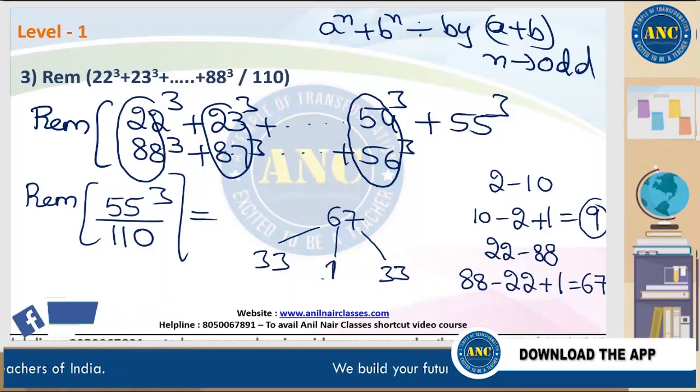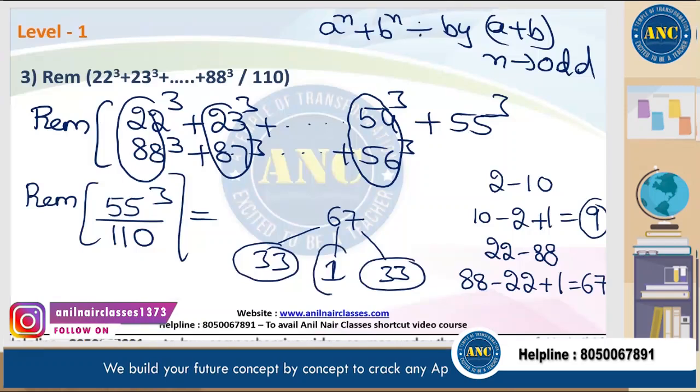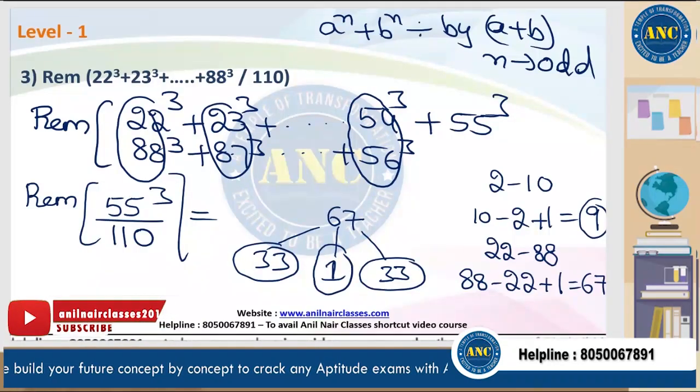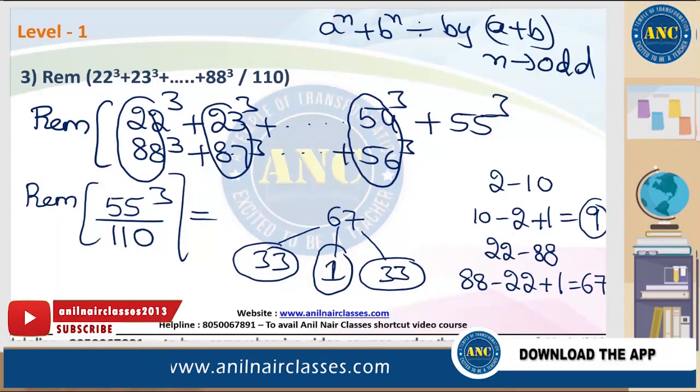In 67 terms, there are 33 terms whose sum will give you 110 in the next 33. What is left? 1. Here the first 33 has got the next 33, but one term is remaining. So the answer is not 0. So it is 55 cube by 110. I hope it is clear.